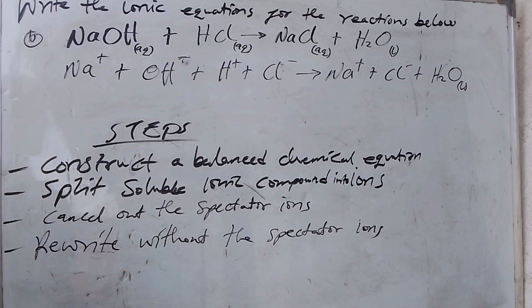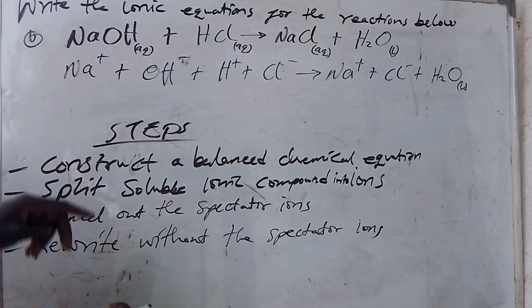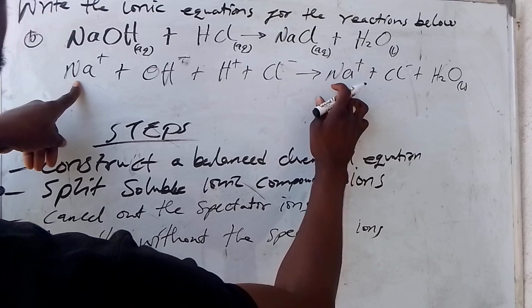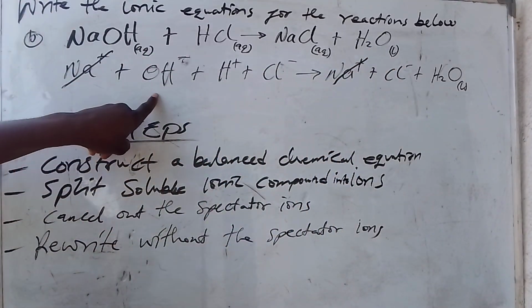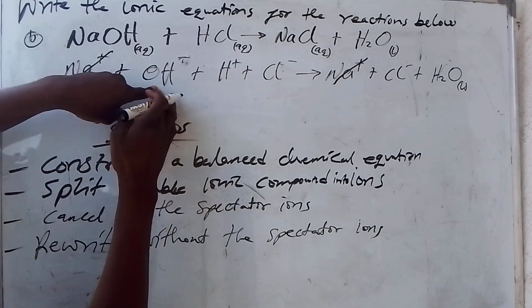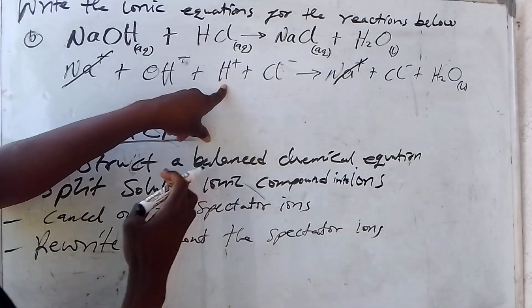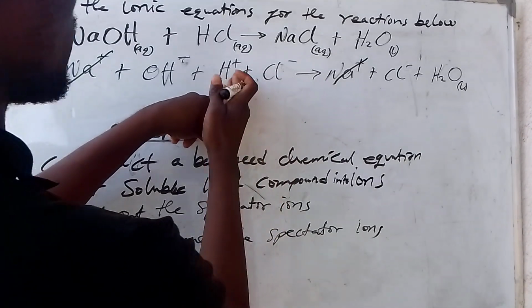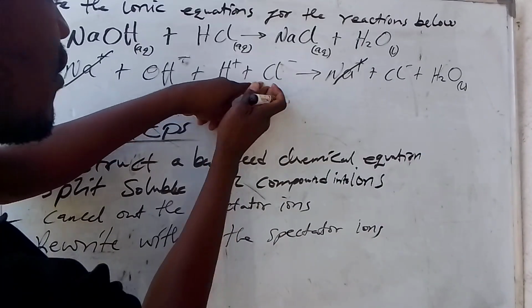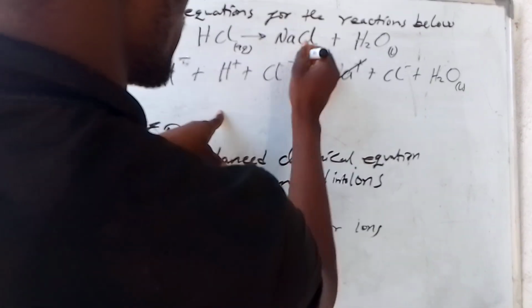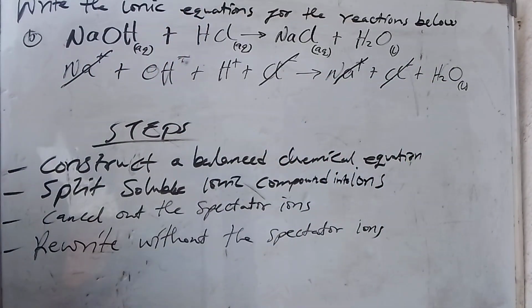Next, we cancel out the spectator ions. So we have sodium here, we also have sodium here, so we cancel this out. Do we have hydroxide ions? We have them here, we don't have them here. Hydrogen ions, we have them here, we don't have them here. Chloride ions, we have them here, we have them here. So we'll cancel out this and also this one.